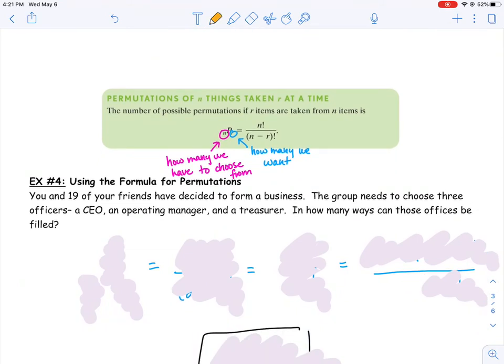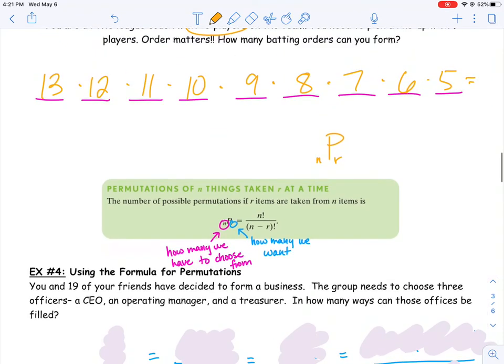It looks like this. We have a P to let us know that we're using a permutation. There's a little subscript of an N and an R, where the N means how many we have to choose from, and the R means how many we want. So in our Little League example, it's a permutation. We know the order matters. We have 13 kids on our baseball team, and we want to pick 9 of them. So that would be our setup.